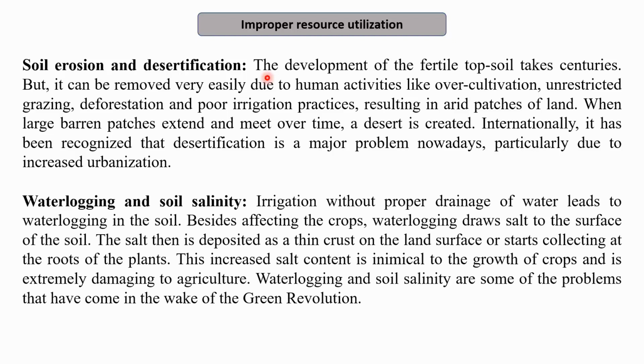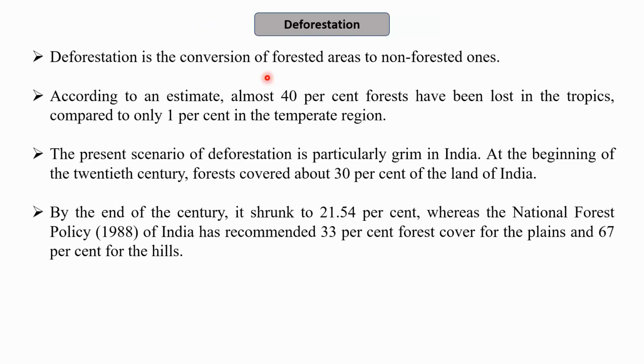Irrigation without proper drainage of water leads to the problem of waterlogging in the soil. Besides affecting the crops, waterlogging draws salt to the surface of the soil. The salt then eventually gets deposited as a thin crust on the land surface or starts collecting at the roots of the plants. This increased salt content is inimical to the growth of the crops and is extremely damaging to agriculture. Waterlogging and soil salinity are some of the problems that have come in the wake of the Green Revolution due to the increased use of fertilizers especially.